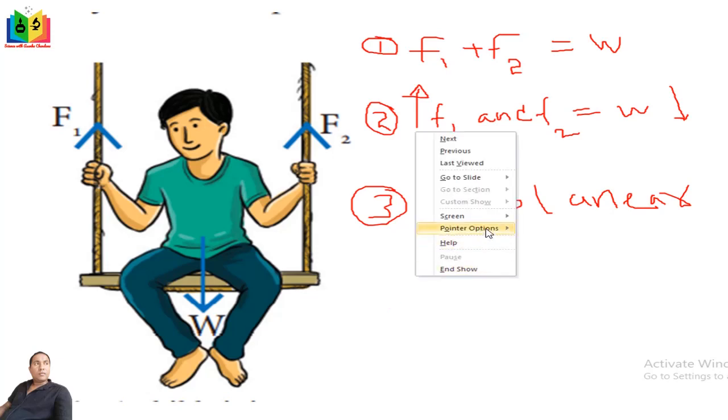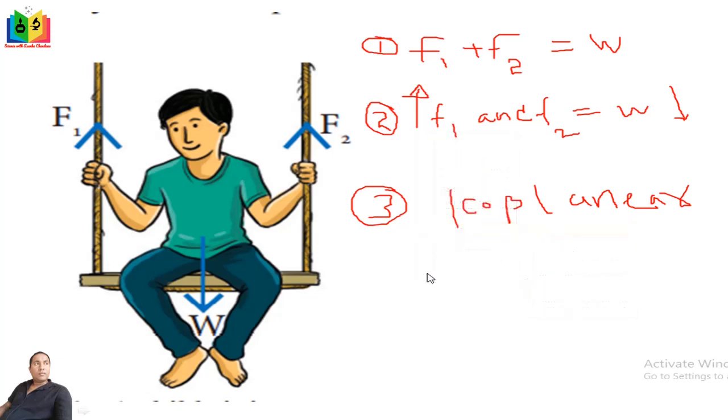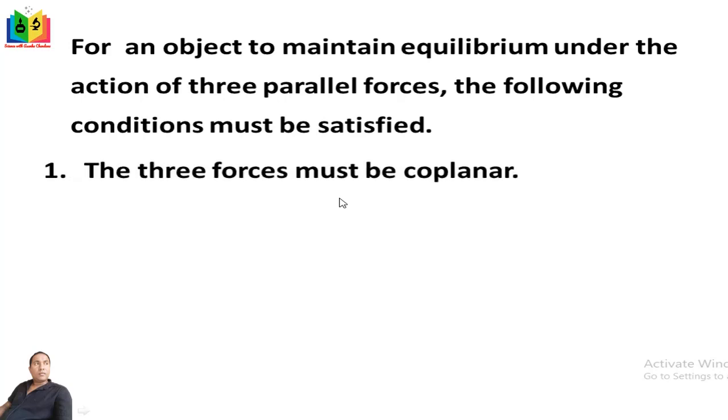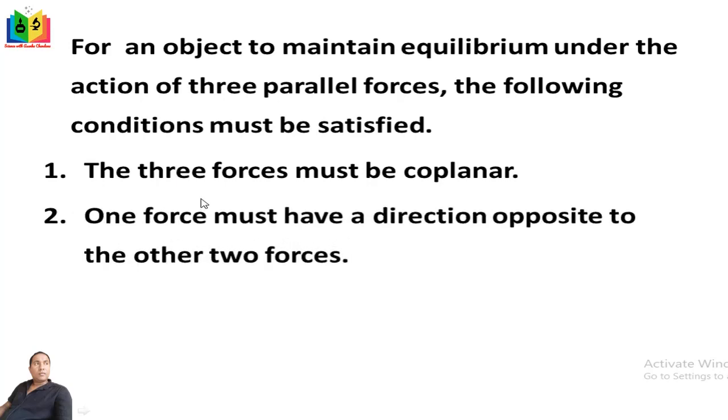Okay, then we will learn about the conditions that should be satisfied for equilibrium of an object under three parallel forces again, right? For an object to maintain equilibrium under the action of three parallel forces, the following conditions must be satisfied. We already have learned the first one: the three forces must be coplanar. What is coplanar? Coplanar means acting on the same plane. It means these three forces must act on the same plane. Right? Then we will go to the second condition.